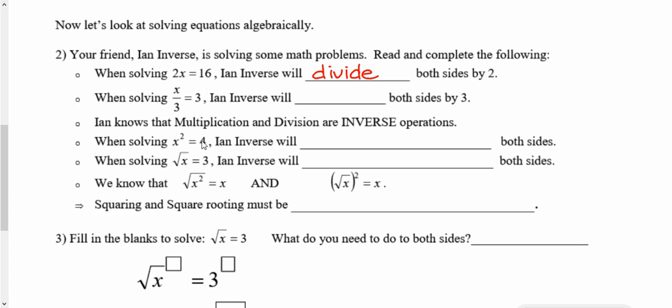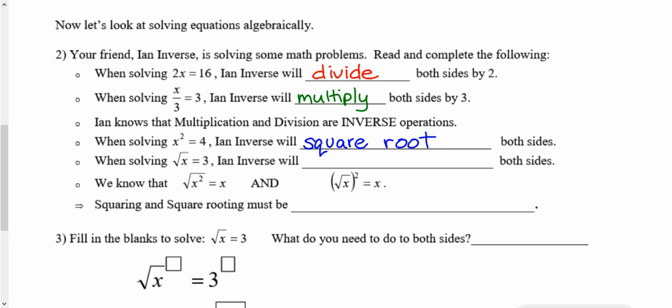If you're solving x divided by 3 equals 3, what are you going to have to do to get the x by itself? You're going to have to multiply both sides by 3. So we do that because multiplication and division are inverse operations. Now let's look at what happens with squares and square roots. When solving x squared equals 4, you're going to have to do what to both sides? You square root both sides.